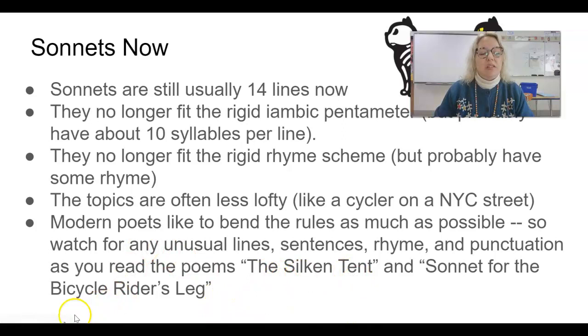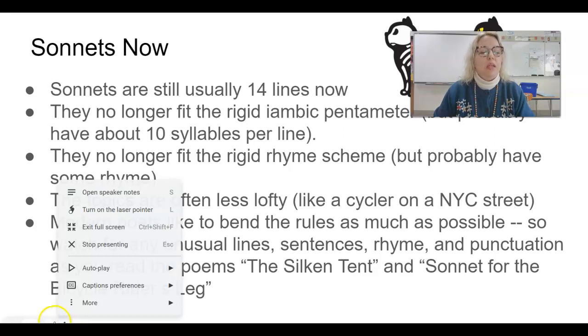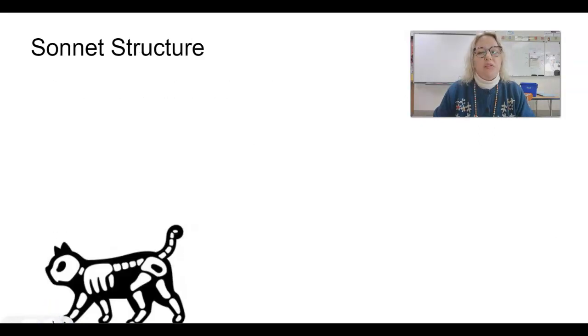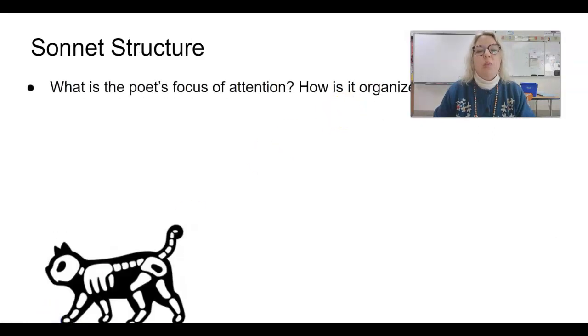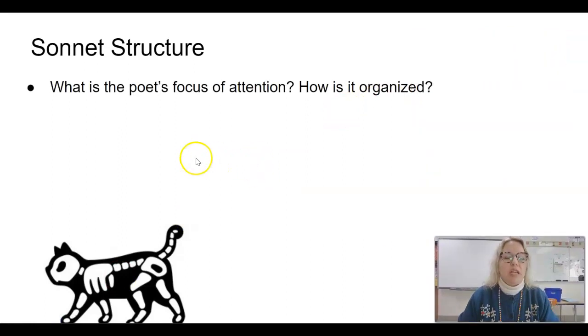The Silken Tent and Sonnet for the Bicycle Rider's Leg are the poems in this lesson. All right, so sonnet structure, what are you looking for? What is the poet's focus of attention? How is it organized? And knowing the format is going to help you to determine this. If you're looking for something like the octave and the sestet or that emphatic point in the couplet.